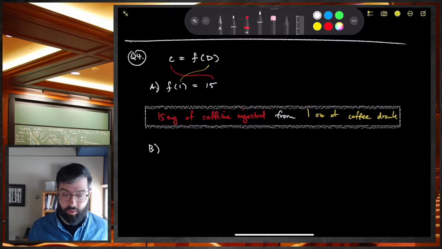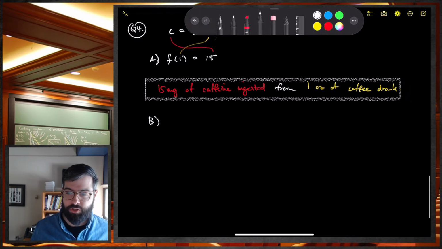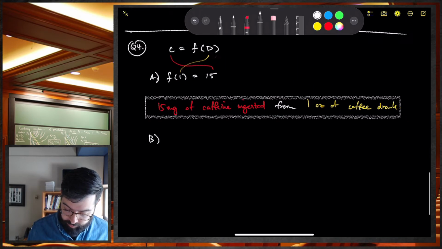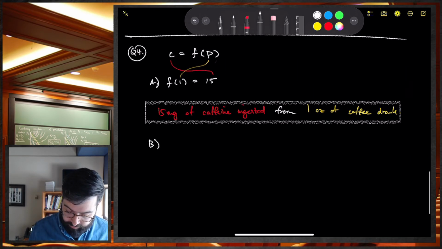Okay, so for part B, represent this in function notation. After drinking 20 ounces of coffee, the participant ingested 200 milligrams of caffeine. So similar to before, all right, coffee is the input, the amount of ounces, so F of 20 equals 200 milligrams of caffeine.